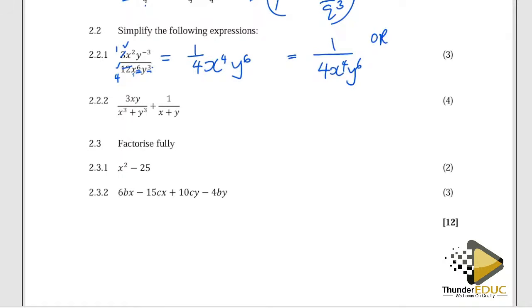Alternatively, somebody could put this on top, so that's going to be 1 over 4. And then if you have 2 minus 6, you're going to get x to the negative 4. And then negative 3 minus 3, you're going to have y to the negative 6. But in most cases, we want answers to have positive exponents. Whatever was a numerator, it must become a denominator.